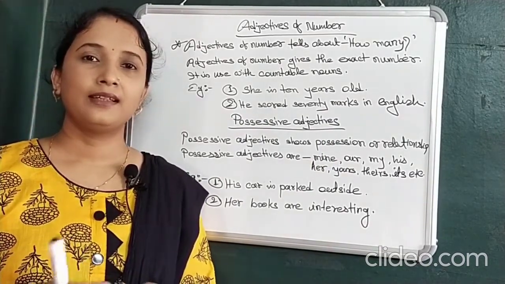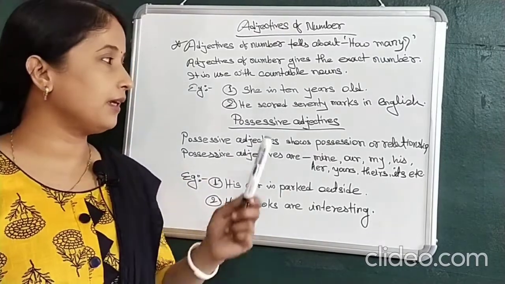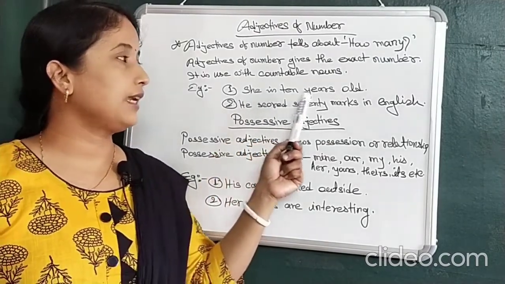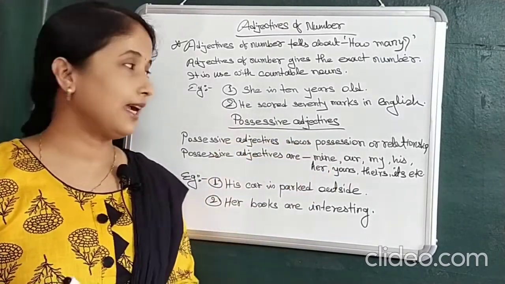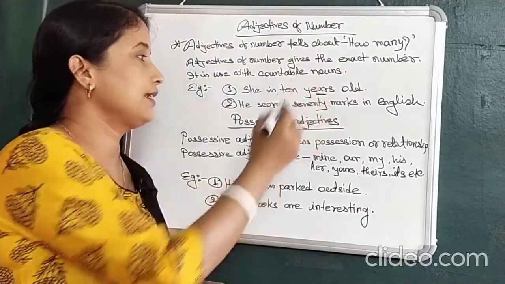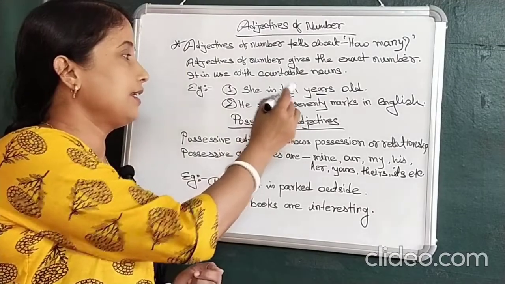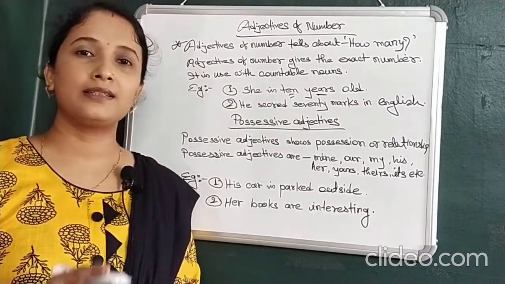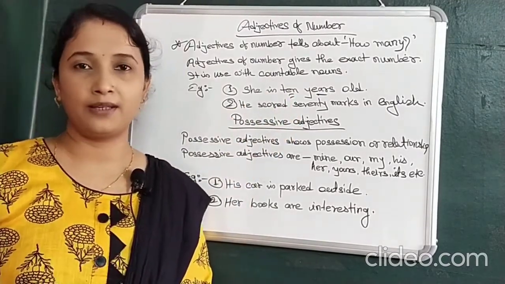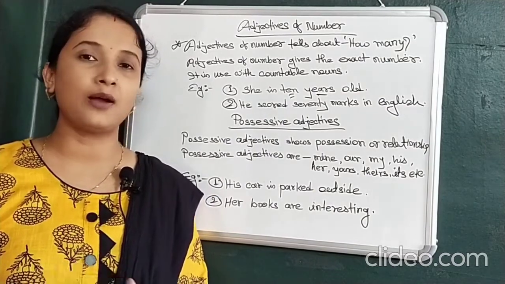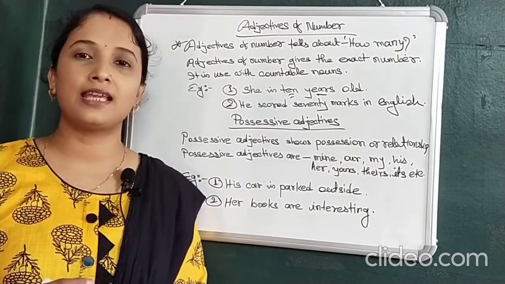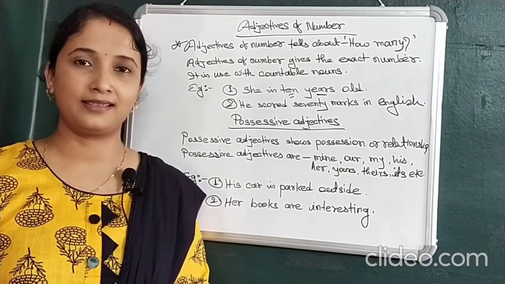Okay. Now let's see an example of adjectives of number. She is 10 years old. Here years is a noun and 10 is an adjective because 10 is a fixed number. It is countable. We can count 10. So 10 is here an adjective of number.